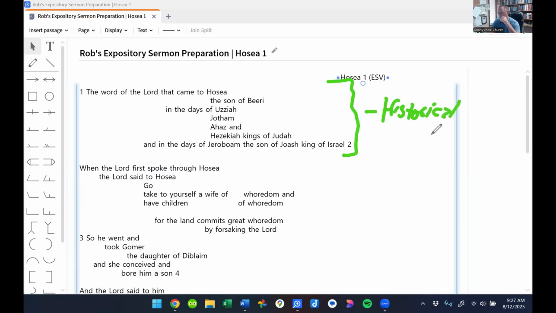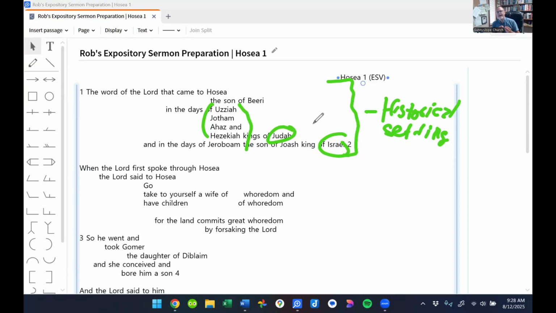That might not seem all that important, but it lets us know that Hosea was not just some kind of mythical person. He wasn't just some person that was invented. In other words, it's not just a legend or a story, but this is actually a person who we can find his date and place. These are the names of the kings of Judah and the kings of Israel.